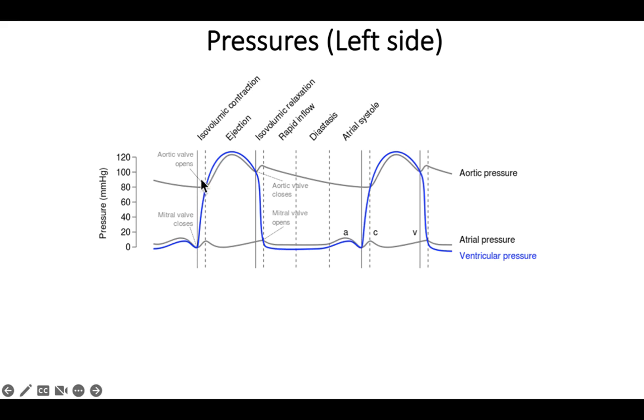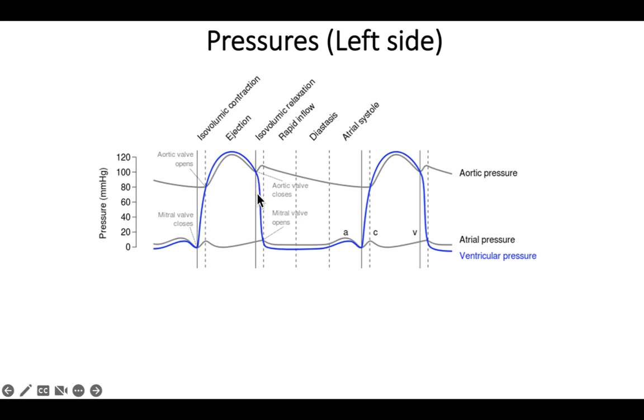As long as that aortic valve is open, you can eject. All right, so we're going to be ejecting, and the pressure is going to keep going up in that ventricle. Notice what happens once the pressure in the ventricle starts to drop. Once the pressure in the ventricle drops below the aortic pressure, we close the aortic valve. So the aortic valve opened here, we ejected, it closed here.